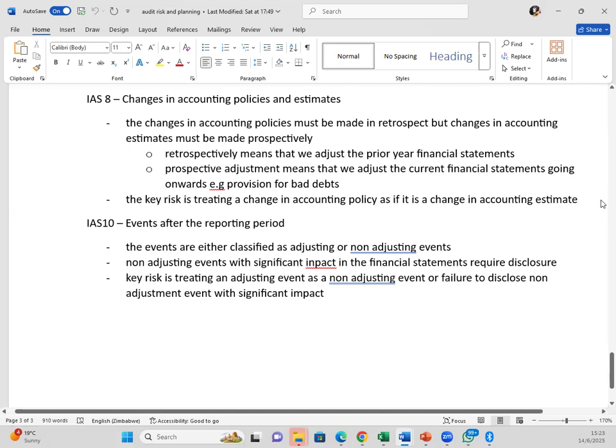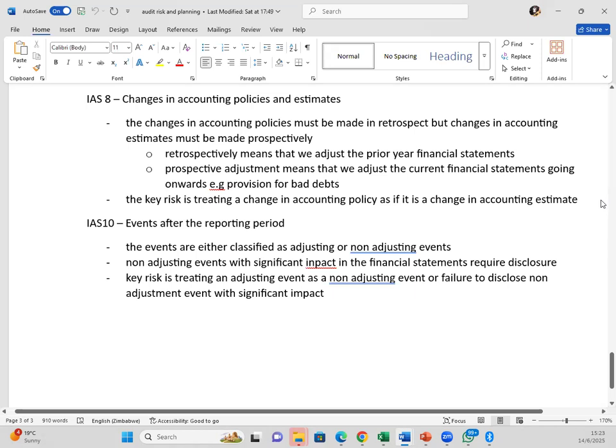If the error pertains to the previous year's financial statements, they should request that the adjustment be made. If they fail to detect the adjusting events, that can also result in audit risk. So for events after the reporting period, we need to ensure as auditors that the adjusting events have been adjusted and the non-adjusting events have not been adjusted.